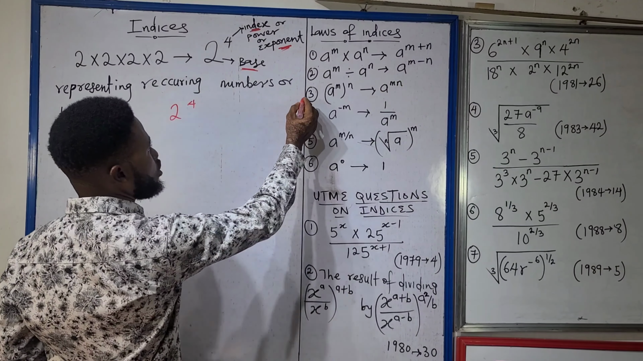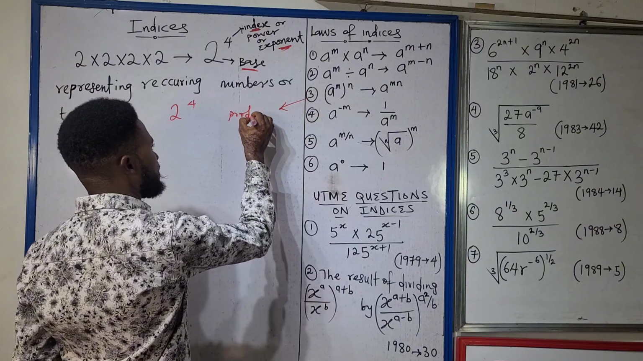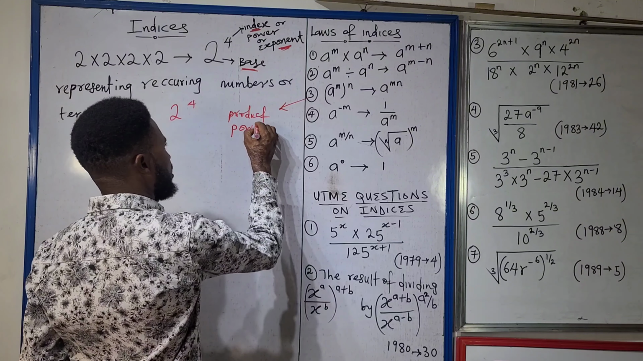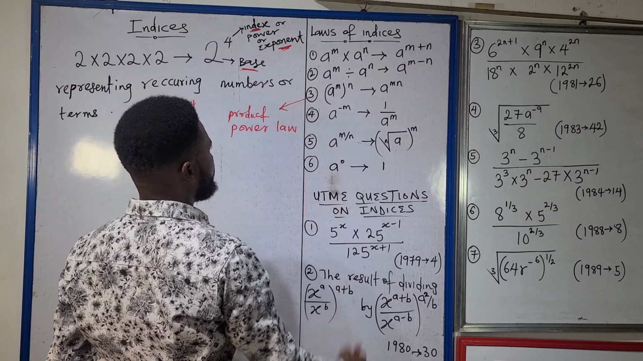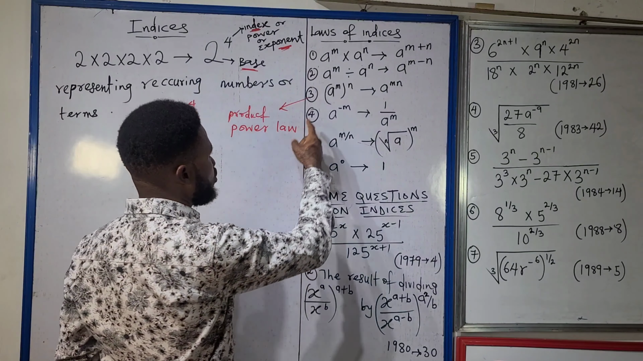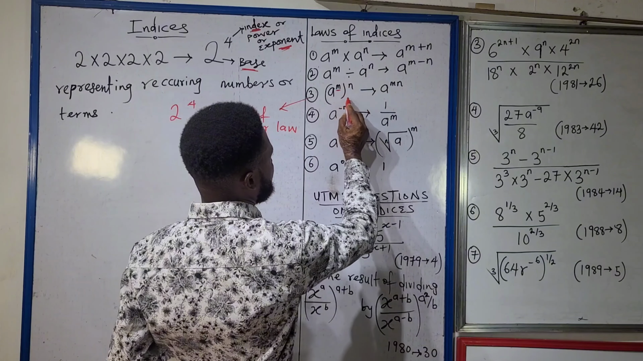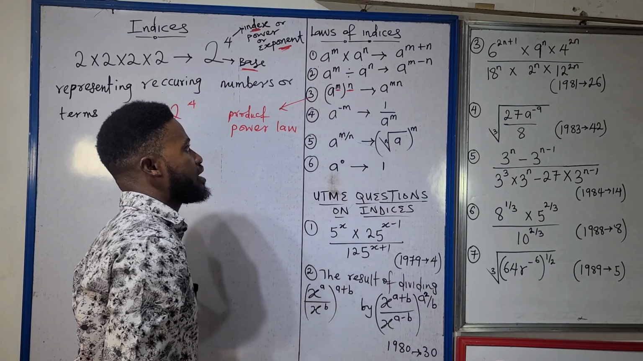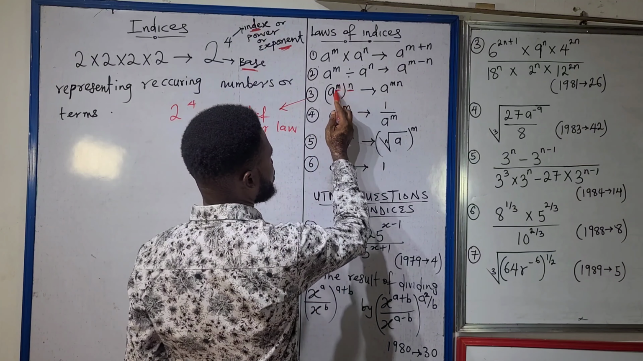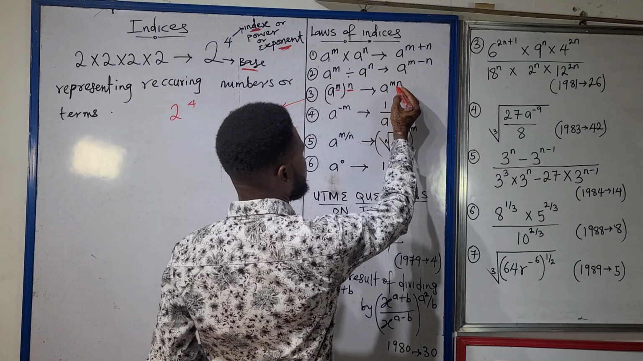And the third one is what we call the product power law. In the case of product power, you can see a raised to power m, and then we have a power n on the outside of the bracket. So what that means is that the powers or the index will multiply each other. So m times n, that's going to give us mn.